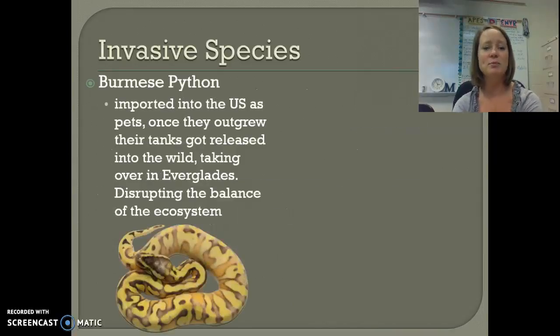Another example is the Burmese python. These were imported to the U.S. as pets, and then what would happen is when they would get too large, people would release them.